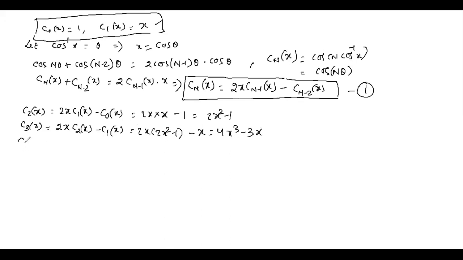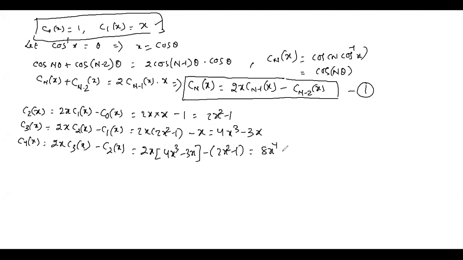Same way find C4(x). C4(x) = 2x C3(x) − C2(x). So 2x(4x³ − 3x) − (2x² − 1) equals 8x⁴ − 6x² − 2x² + 1. That is 8x⁴ − 8x² + 1. Yes or not? Similarly, if you want, you can find C5(x), C6(x) like this.